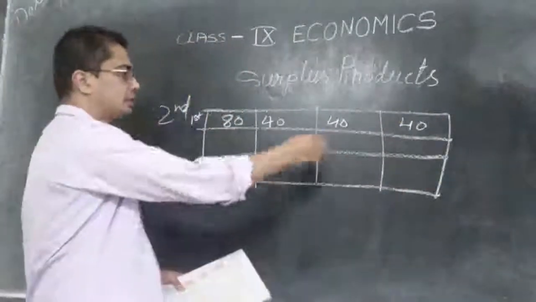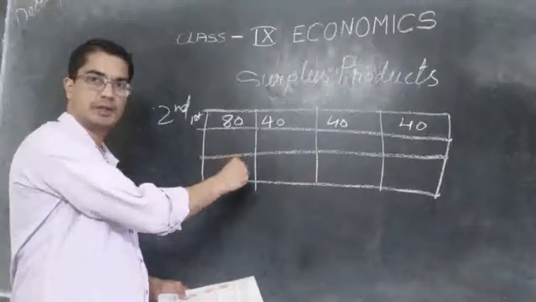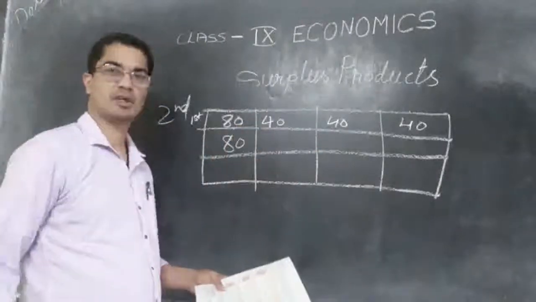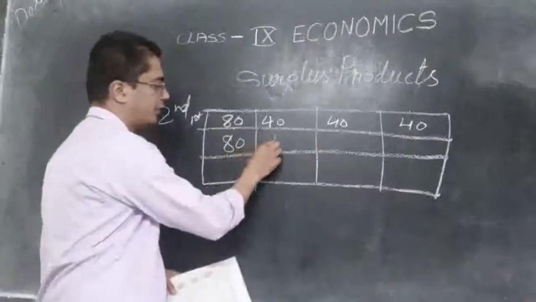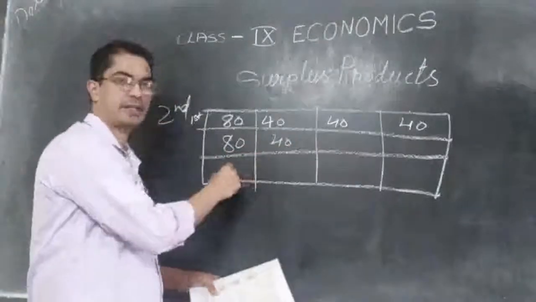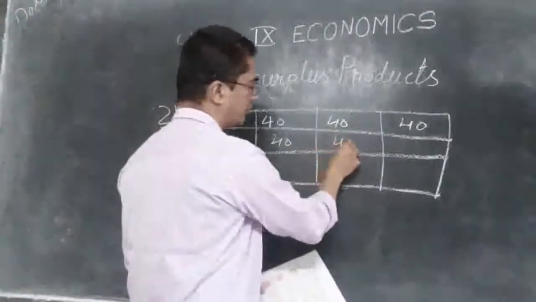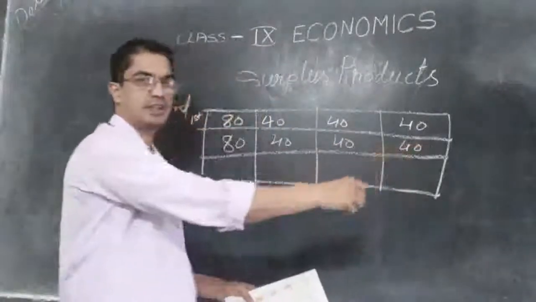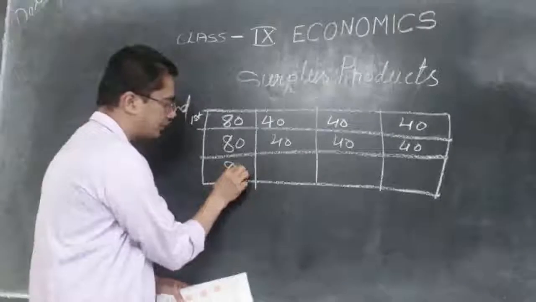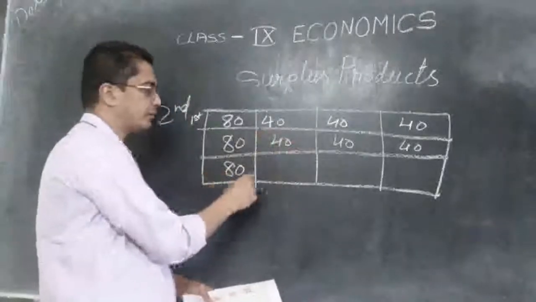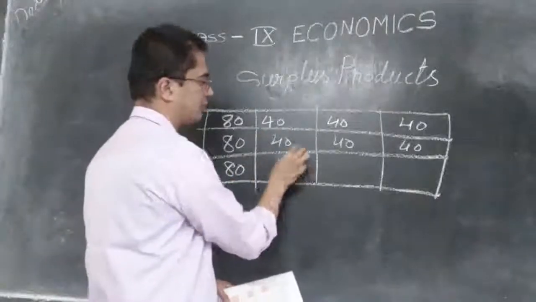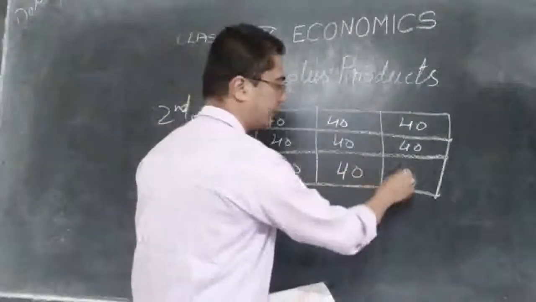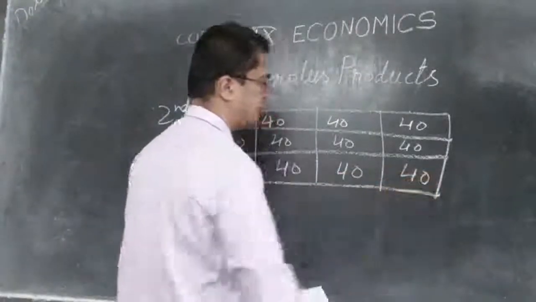So he will use that capital here and he will produce 80, double he will produce. And he will keep 40 for himself, then extra 40 is there. So that 40 is the capital for next year. Again he will produce double. 40 he will make double. 40 he will keep for himself. Then 40 is the surplus, and that 40 he will use for capital for next year.